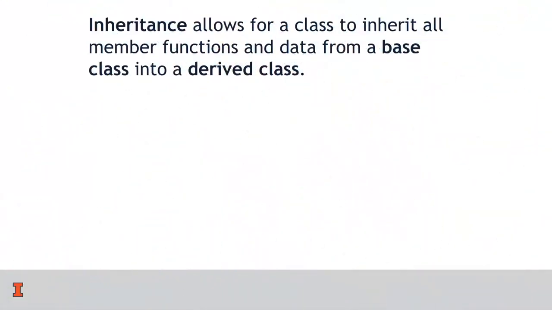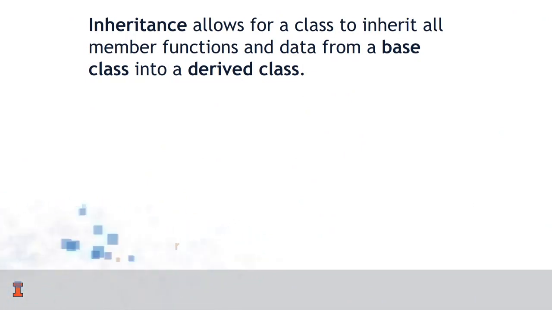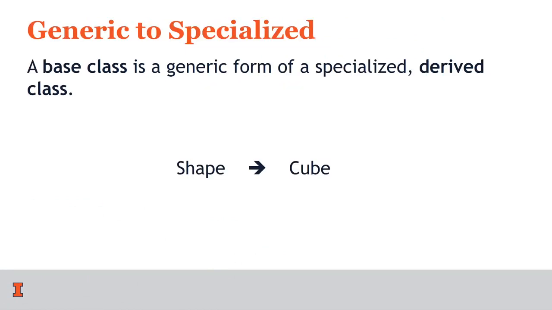Inheritance is a powerful concept in C++ that allows us to inherit all of the member functions and the data from a base class into a derived class. What this means is we can create more generic data structures that allow us to build specific and specialized data structures without having to rewrite this logic.